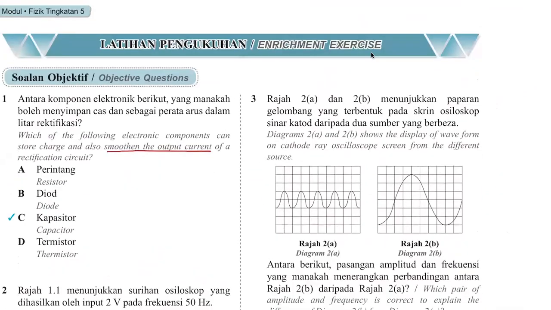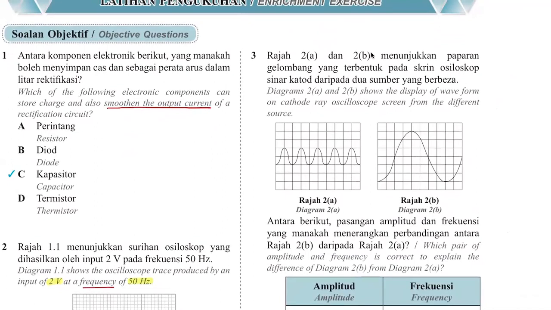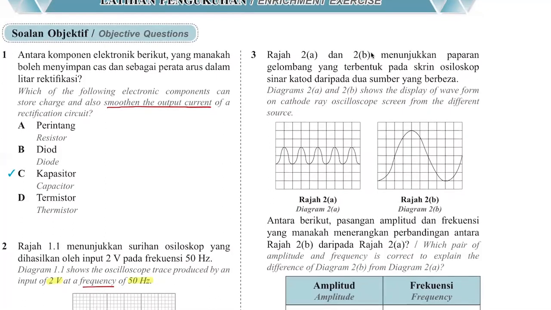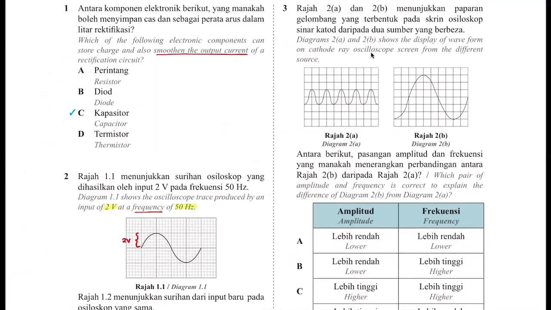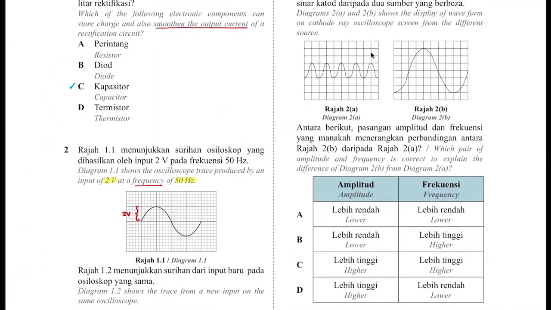Okay, next one, question number 3. Diagrams 2A and 2B show the display of waveform on CRO screen from different sources. Which pair of amplitude and frequency is correct to explain the difference of diagram 2B from diagram 2A? So in terms of the amplitude, what can you say about the amplitude? Higher or lower? Okay. The amplitude in diagram B is more than in diagram A.